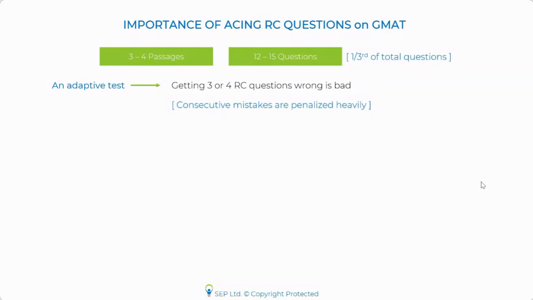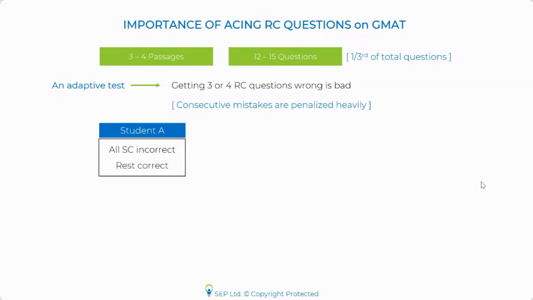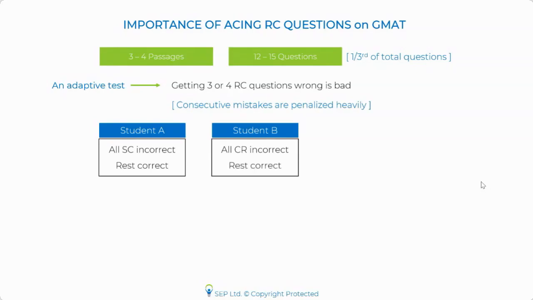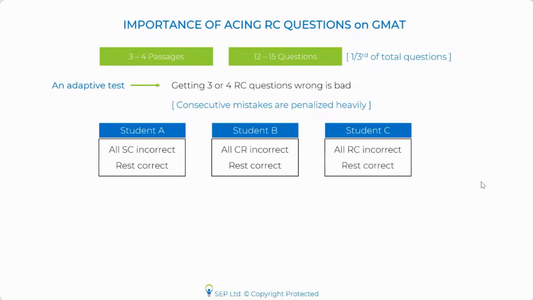All right. So let's understand this, let's call it an algorithm for want of a better word. Okay, and we've tried this out, guys. What I'm going to share with you, we've tried it out in our own way. We have data to back it, evidence. So let's say there are 3 students, okay? You have student A, and student A makes sure that all SC are incorrect. However, all the rest, that is the CR and RC, are correct. And student B does the same, but with all CR incorrect, and all the SC and RC correct. And then you have student C, who makes sure that all RC questions are not done correctly, and the others, that is the CR and SC, correct.